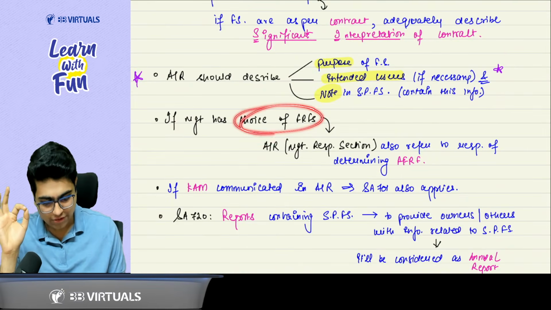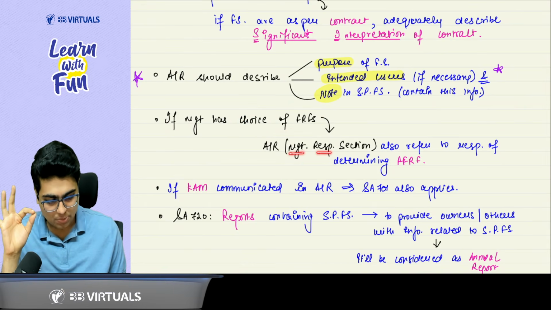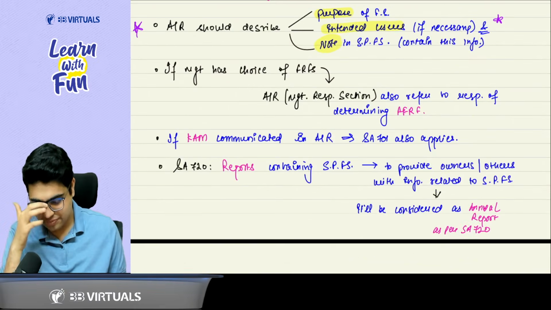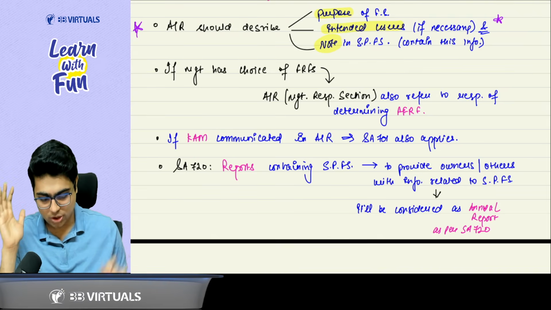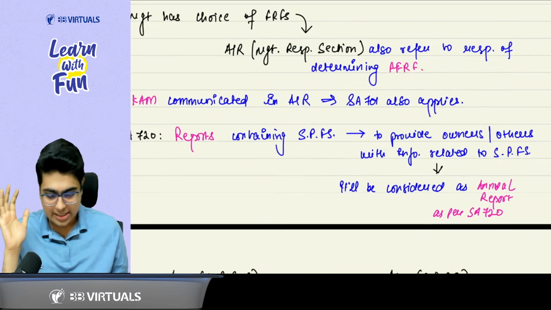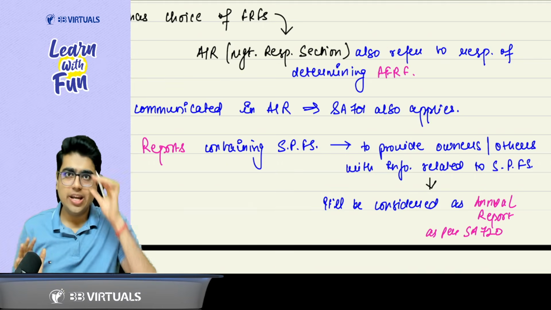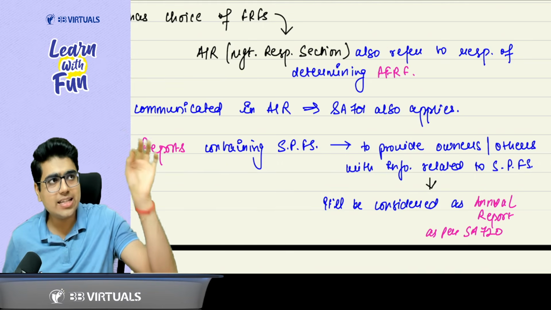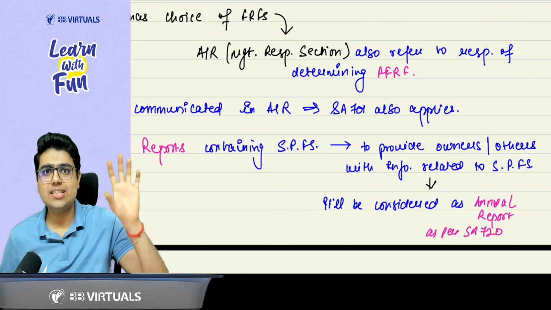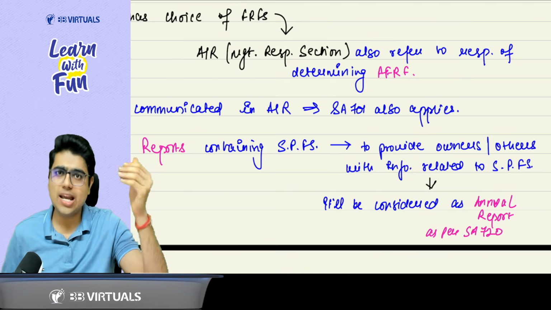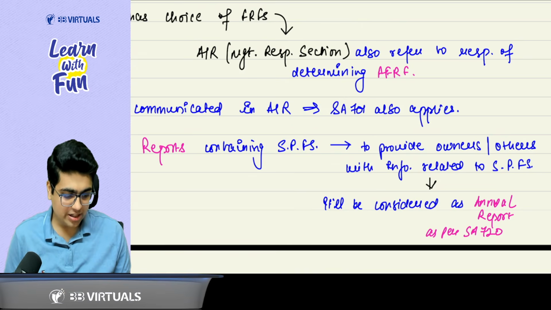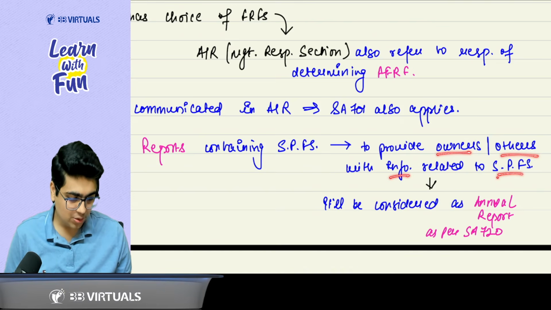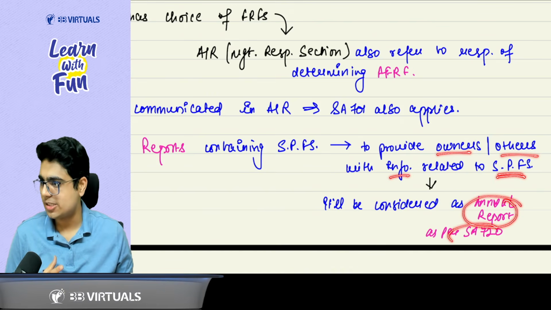If the management has a choice of FRFs, then in the audit report, there is a management responsibility section. So that will also refer to the responsibility of determining the applicable FRF. Now, if you are communicating the CAM in the audit report, then SA 701 is also applicable. Got it, sir. Now talking about SA 720. See, SA 720 talks about what? Annual report. It says that if there is any document which contains the financial statements and the audit report, that is considered to be the annual report. So it says if there is a report which contains the special purpose financial statement to provide owners or others with the information related to SPFS, that will be considered to be the annual report as per SA 720.